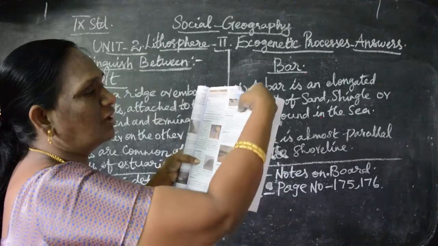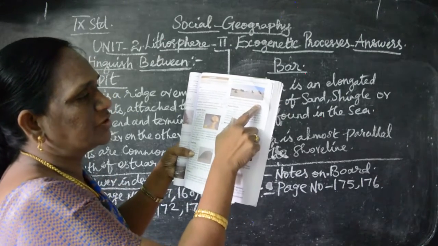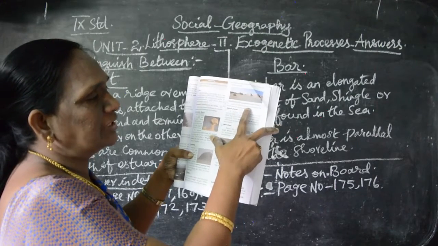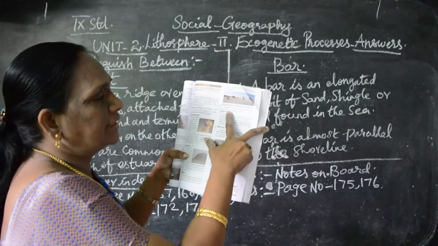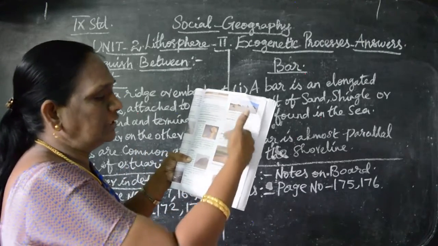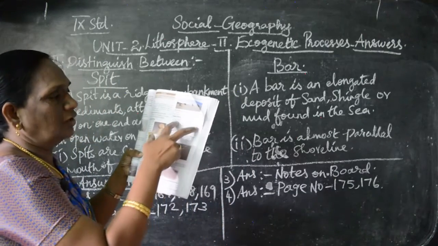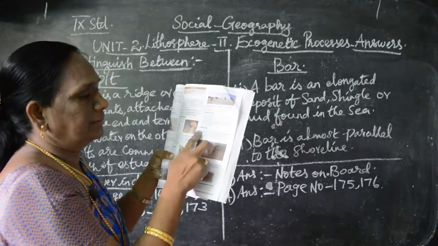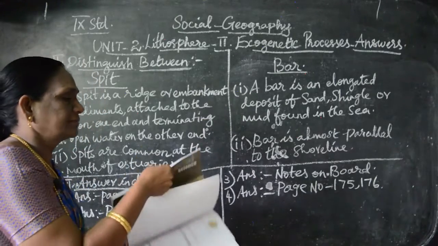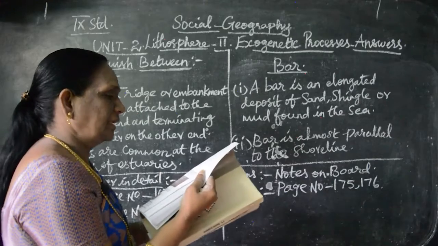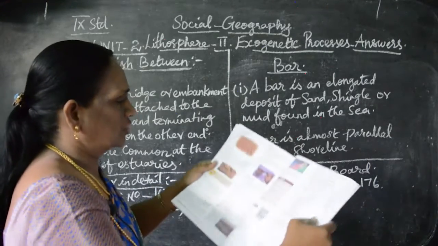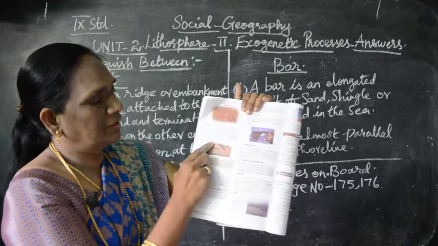Depositional landforms of wind. Can you able to see? Some of the depositional landforms are sand dunes, barchans and loess. Other ones you have to explain. Okay: sand dunes, barchans, transverse dunes, longitudinal dunes. And in the next page, 176, loess. Till this you have to write.